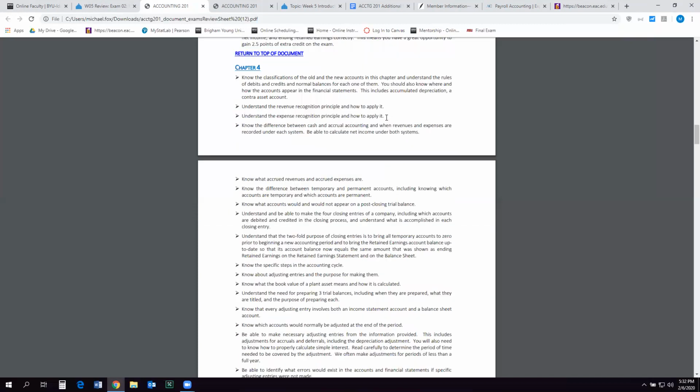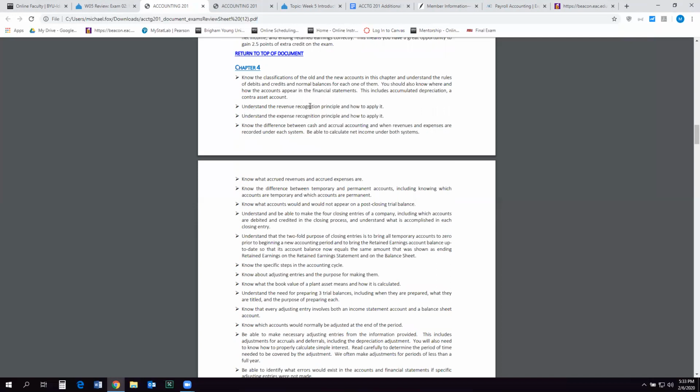And then Chapter 4, know the classification of old and new accounts in the chapter. So know the stuff that you've already learned, and their debit and credit rules. So assets, liabilities, equity, and so forth. And then the new accounts they're going to present in Chapter 4, you need to know where they fall, if they're assets, liabilities, equity, etc.